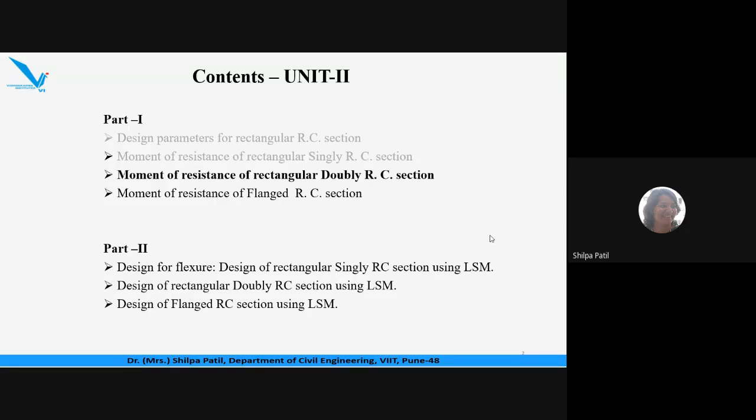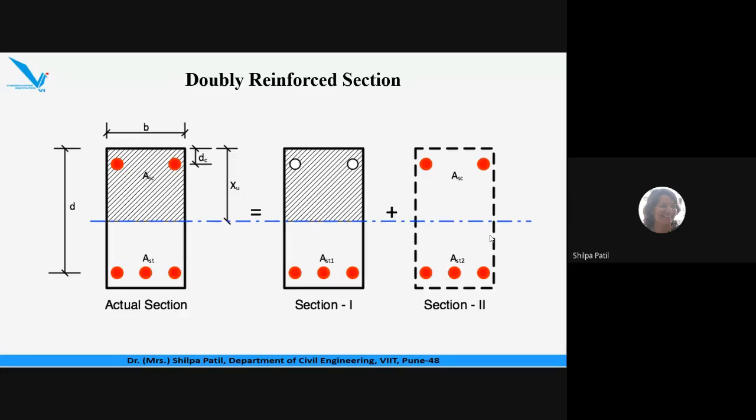So today we will see how to actually calculate the moment of resistance, XU value, and the other parameters. I have included these diagrams to recall the concepts you learned yesterday. This is the actual beam section of a doubly reinforced section, which we assume as made of two sections, section 1 and section 2. Section 1 is a singly reinforced section, which has no reinforcement in the compression zone, and section 2 is the imaginary section in which there is only the compressive steel in the compression zone along with some steel in the tension zone.